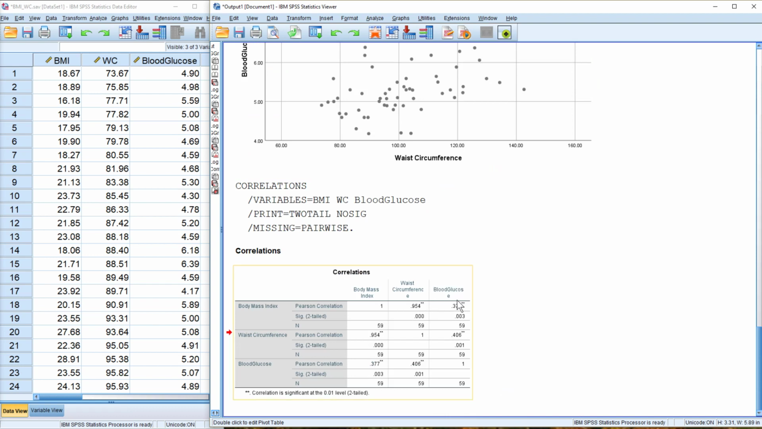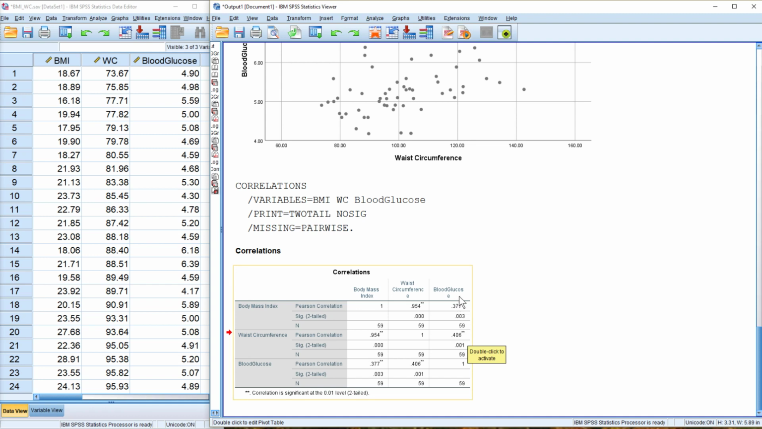Then we've got body mass index with blood glucose, which is also significant, and that's moderate, that's pretty good, but it's not as high as with waist circumference. We haven't done a graph of this, we did the waist circumference with blood glucose. So if we look at waist circumference, we have the correlation with body mass index, which is the same either way you do it, and we can see that the correlation between waist circumference and blood glucose, I need to get rid of that yellow box, is slightly higher than between body mass index and blood glucose.